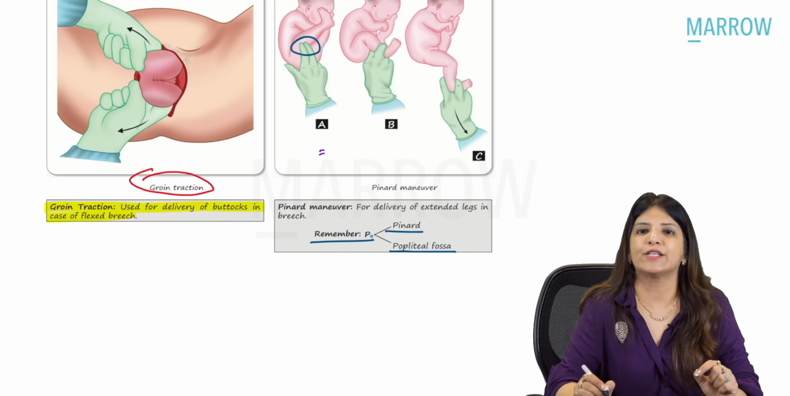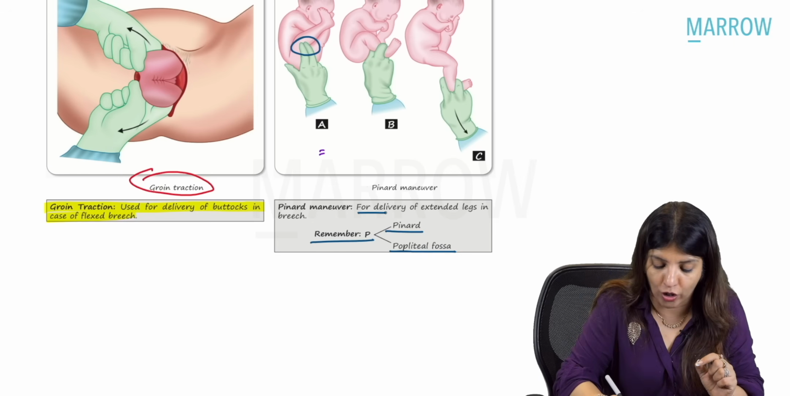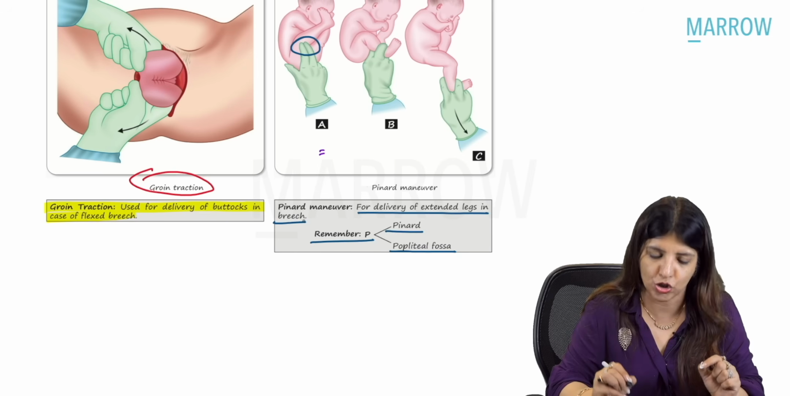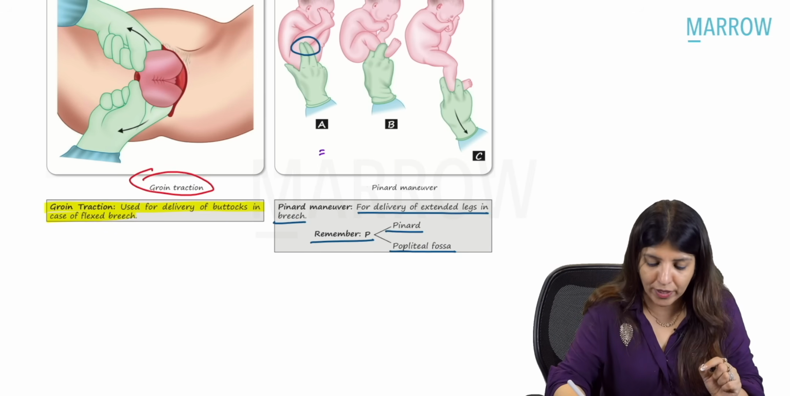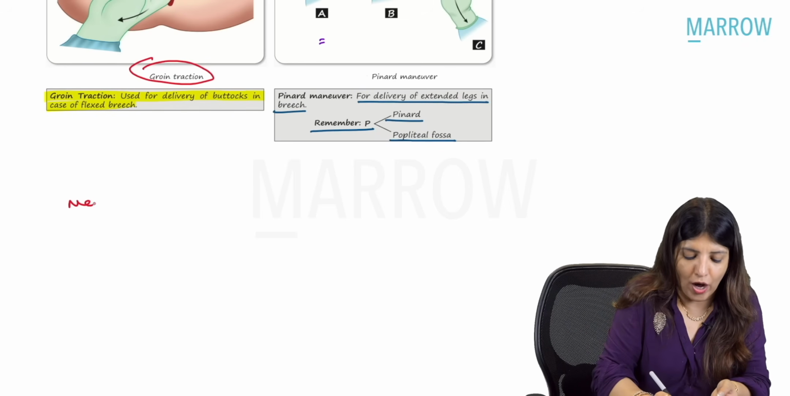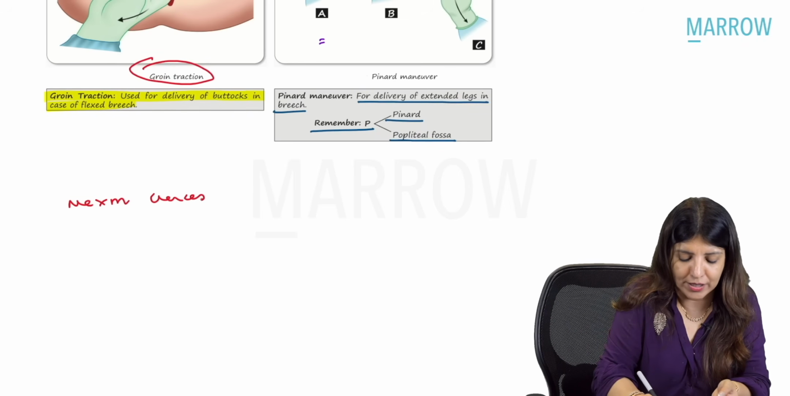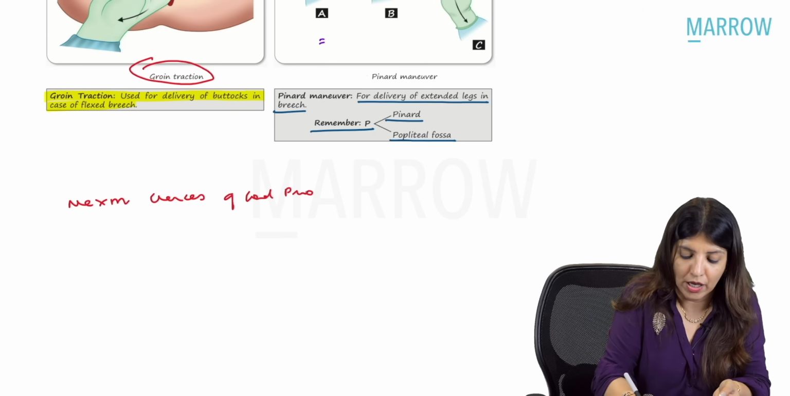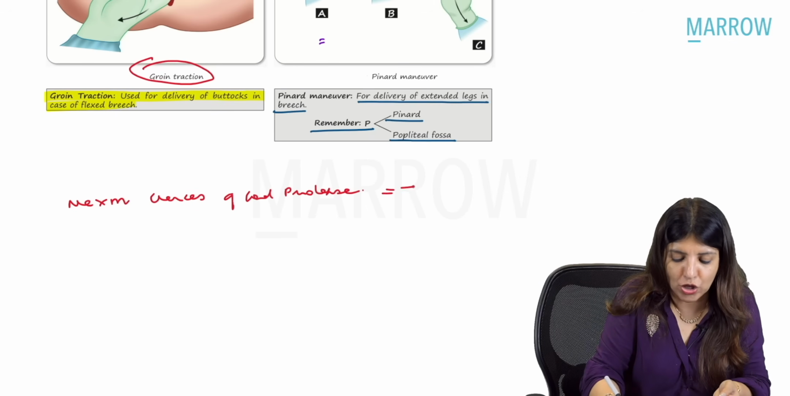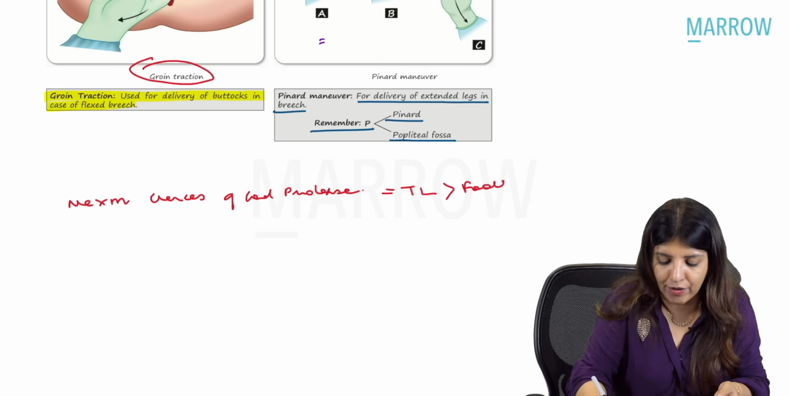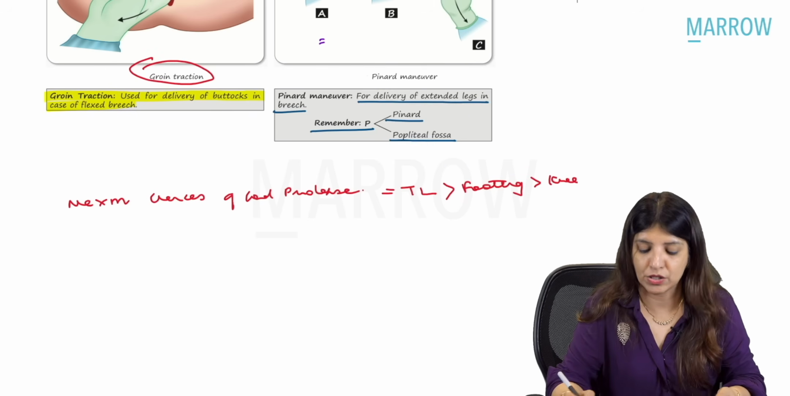This is what is called Pinard's maneuver, and this is for delivery of extended legs in case of breech. Right? Now, one more very important thing which I want to tell you is, if they ask you in which case are the maximum chances of cord prolapse, please remember, maximum chances of cord prolapse are in transverse lie, followed by footling presentation, followed by knee presentation.